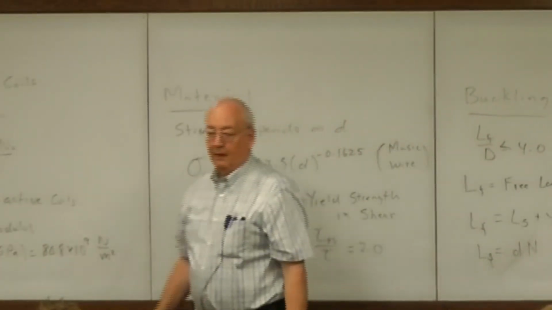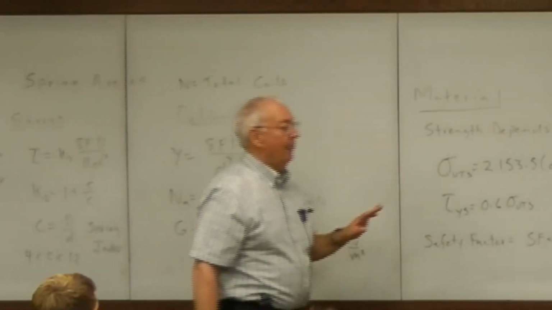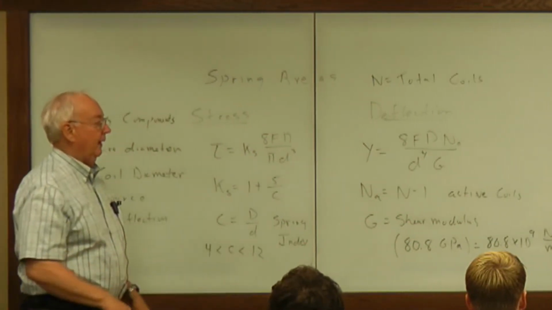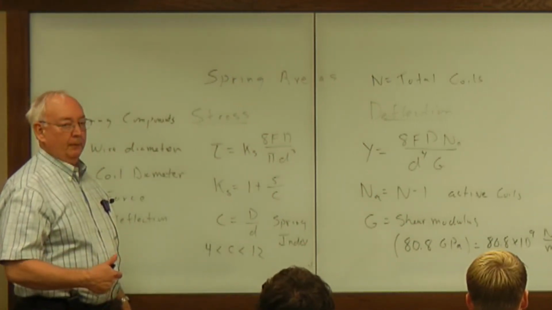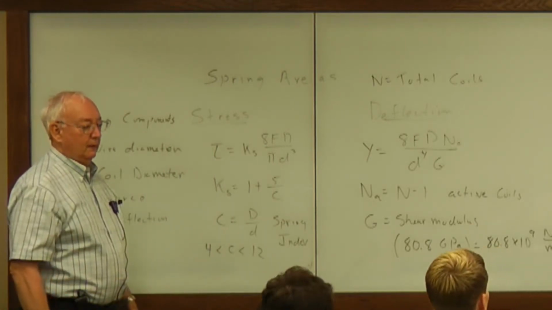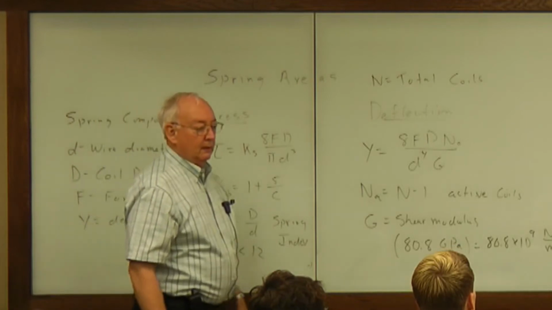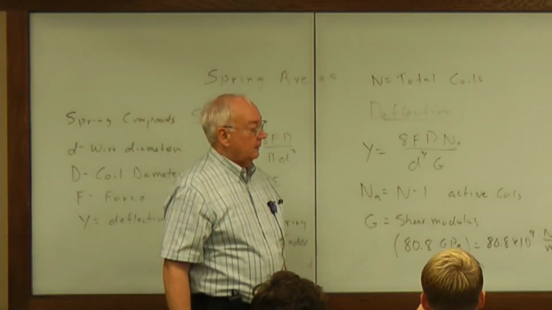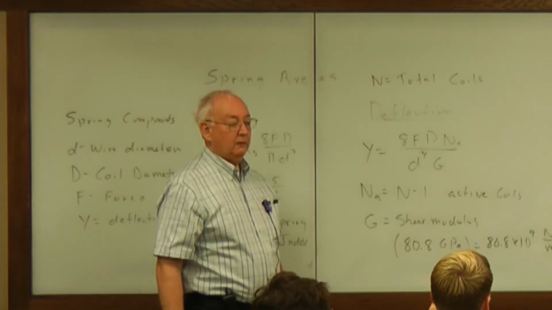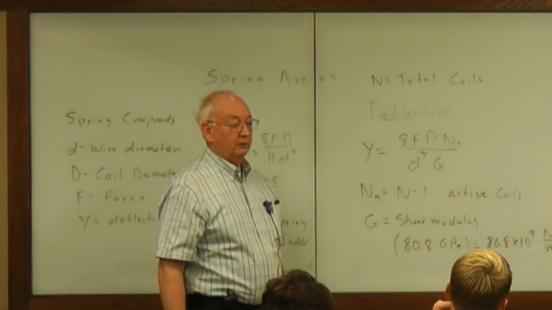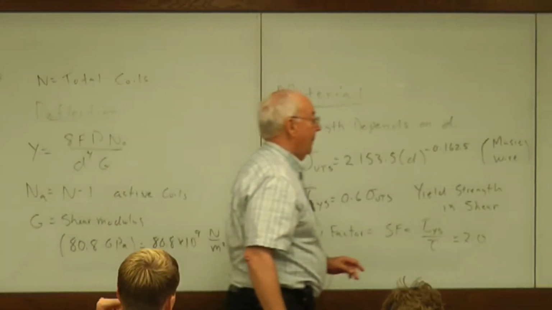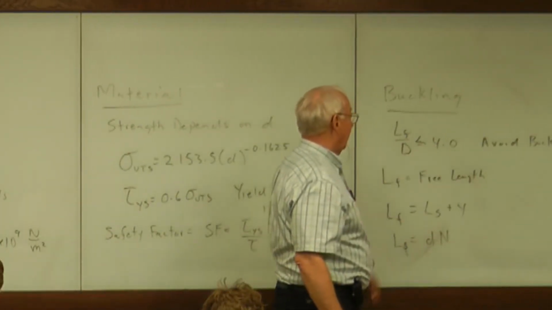Now, I know all these equations and how they came about and how they fit together, but I don't know anything about optimization. So that's your part. Yes? So if your free length is more than 4 times your diameter, then it buckles? Yes, that's a limit. You don't want it to buckle, so you want to keep the free length less than 4 times that.